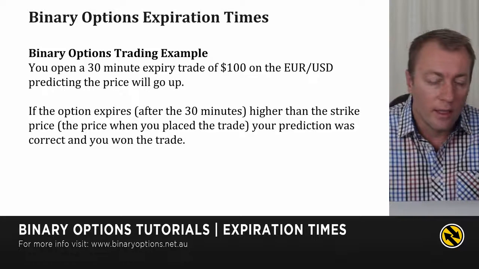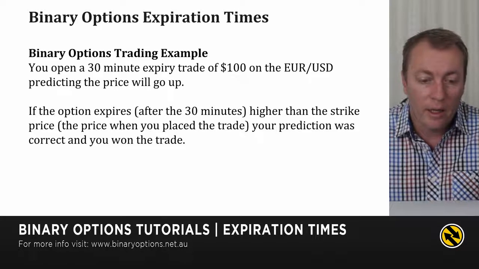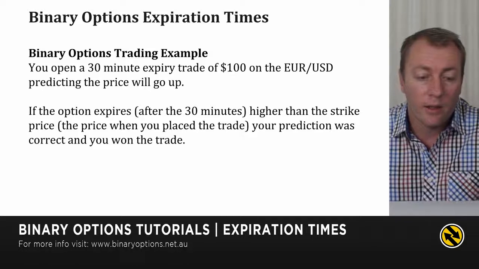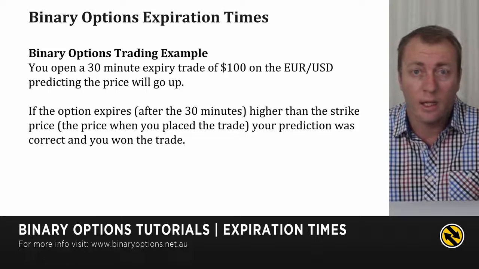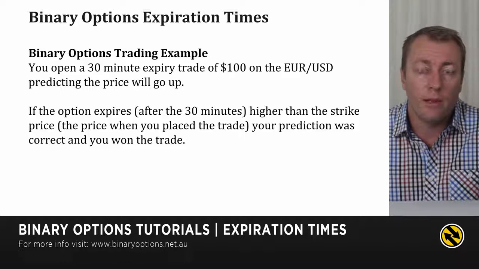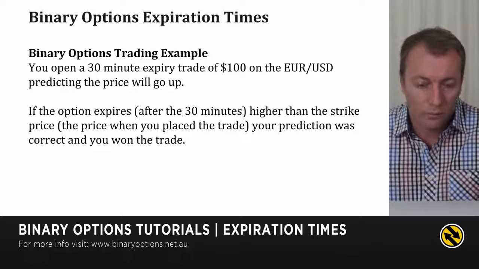So if you were to get in on the Euro USD and the actual value of the Euro USD was $1, and you placed a 30-minute expiry trade, putting say a call, which is predicting the price will go up, and then 30 minutes later the price is $1.02, you've actually won that trade.